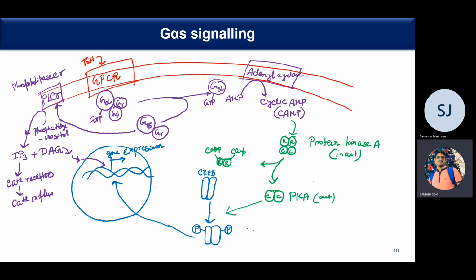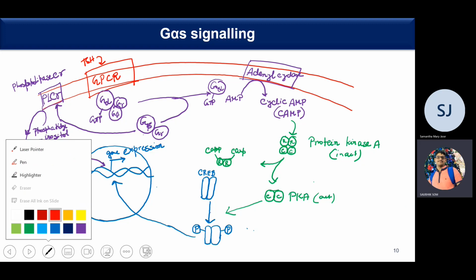So this was one of the G alpha S as well as G alpha Q. So in case of if it is a G alpha instead of G alpha S, sorry, my bad.